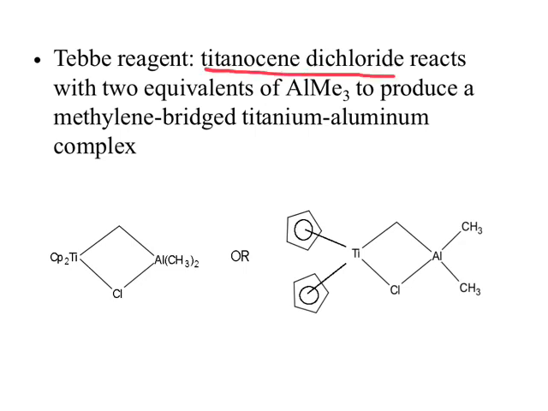Titanocene dichloride is actually a sandwich compound which, on treatment with the first molecule of trimethylaluminium, undergoes a coordination type of reaction, followed by alpha hydride elimination, and then it is treated with a second molecule of trimethylaluminium to generate the corresponding bridged compound, which is called Tebbe's reagent. So this Cp stands for cyclopentadienyl. Okay, so these are the two ways of writing Tebbe's reagent.